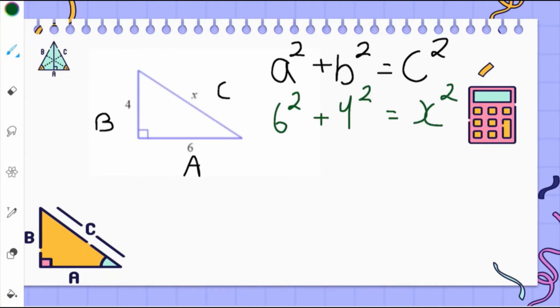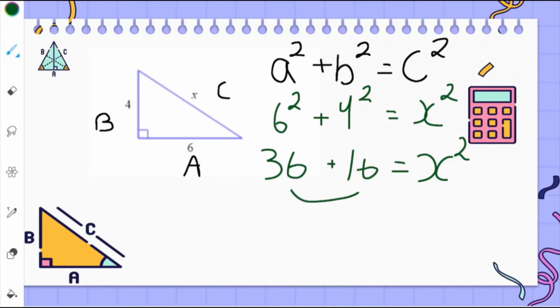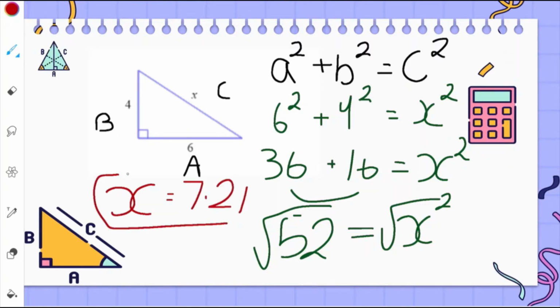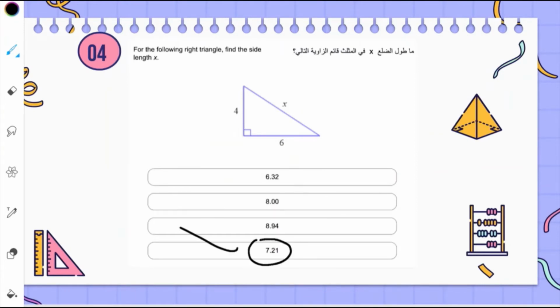So 6 squared is 36 plus 16 equals x squared. And now we're going to add both of them together, so it's going to be 52 equal to x squared. Now to remove the square, we have to do the square root. So we're going to use the square root on both sides. So x is going to equal 7.21. So this is the right answer.